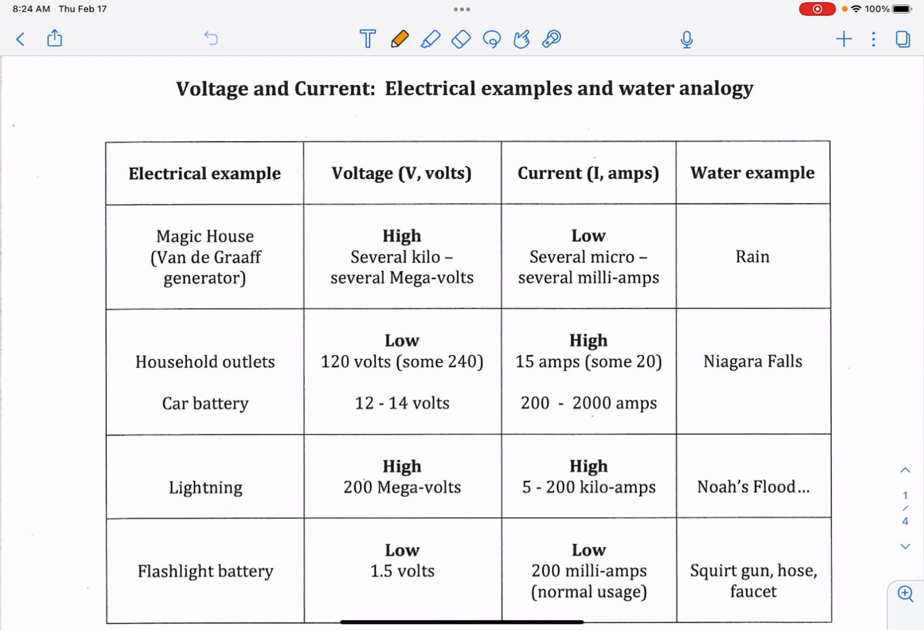imagine that we had a situation where we had high voltage but low current. You might recall we did the demonstration in class with the Van de Graaff generator, or maybe you've gone to the Magic House and you've seen it there. That is high voltage but very low current, which is why you were not, at least most of you, damaged by getting shocked by the Van de Graaff generator.